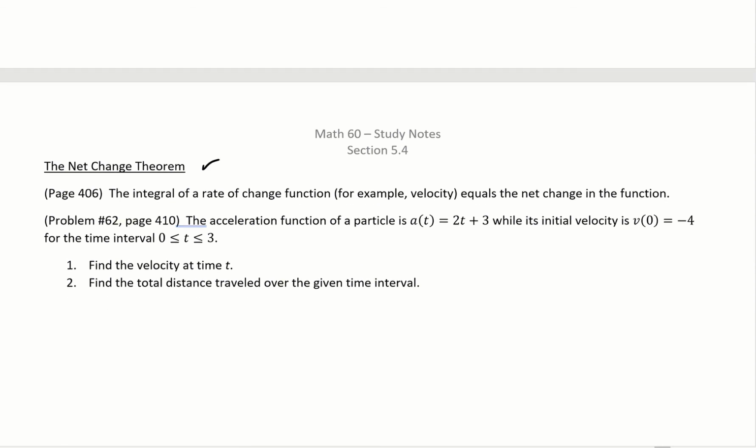What it basically says is whenever you integrate, and on page 406 he states it, the integral of a rate of change function, for example velocity, equals the net change in the function. So I decided to take a look at problem 62 on page 410 with you guys. They give us an acceleration function of a particle, an initial velocity, and a time interval.